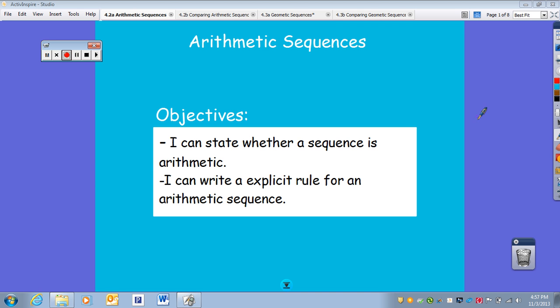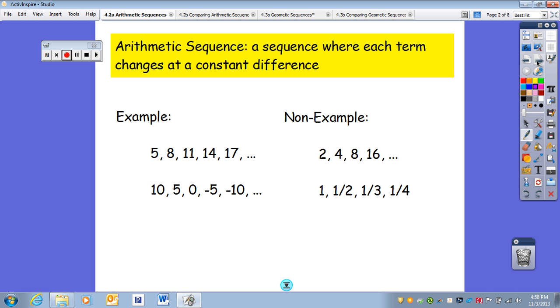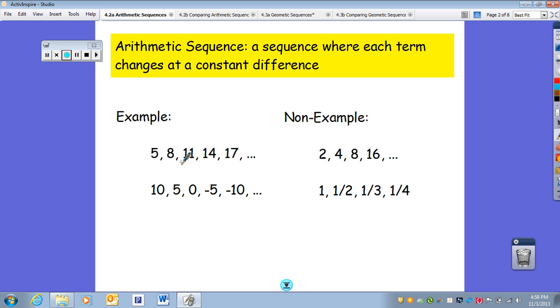In this lesson, we are going to be discussing arithmetic sequences, how to state whether a sequence is arithmetic or not, and then how to write a rule for these sequences. First of all, this sequence is special because each term changes by a constant difference. What that means is when you begin at one term, you are either going to add or subtract a number to get to the next term, so it has a constant difference.